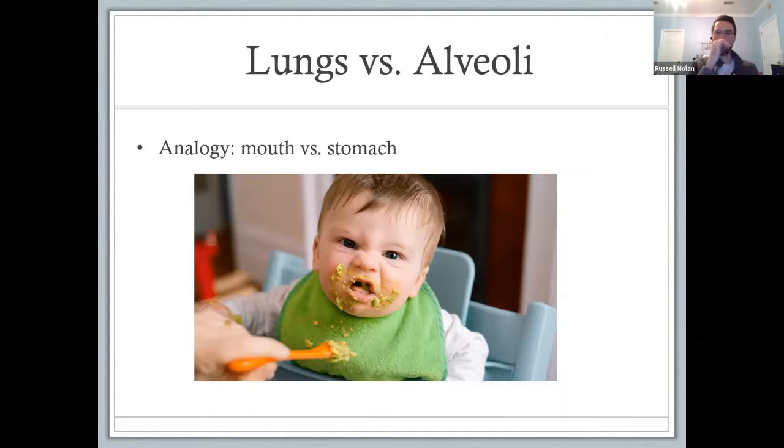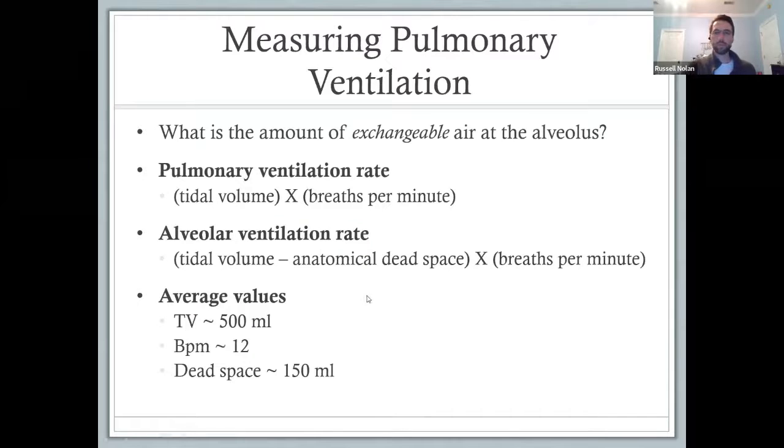This is the same way as when we talk about the lungs versus the alveoli. We first have to get air into the mouth and fill up all of these respiratory passageways for it to have a chance to get to the alveoli. But ultimately, we want it to get to the alveoli. And so this is where we answer the question of what is the amount of exchangeable air at the alveolus? You could be breathing in a large amount of air, but if it's not actually making it to the alveoli, then it's not exchangeable air, because you cannot exchange gases in the trachea, in the primary bronchi, in the secondary bronchi, and so on. You have to get to the respiratory bronchioles.